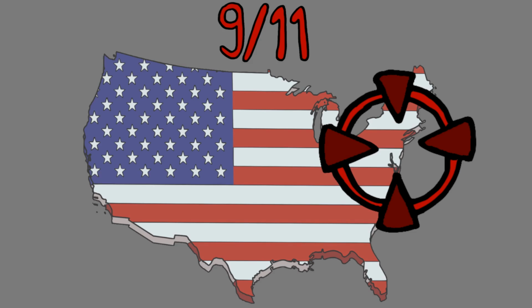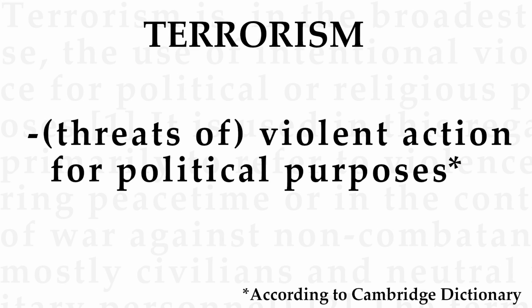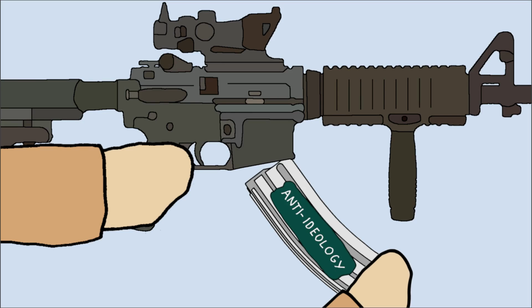In 2001, the US was attacked by Islamic radicals, and the country declared war on terror. But how do you fight an abstract concept like threats of violent action for political purposes? By attacking the ideology behind it.